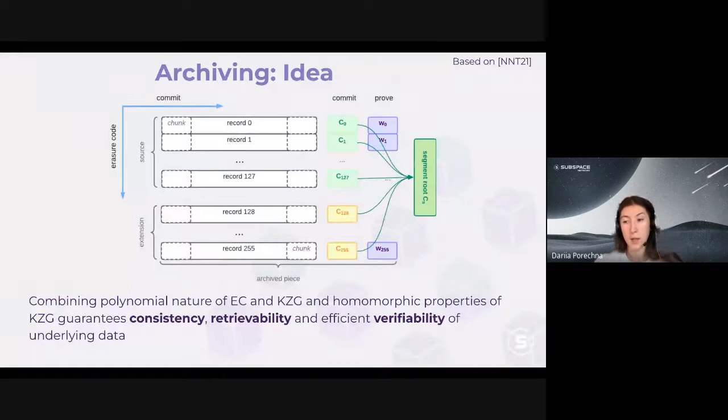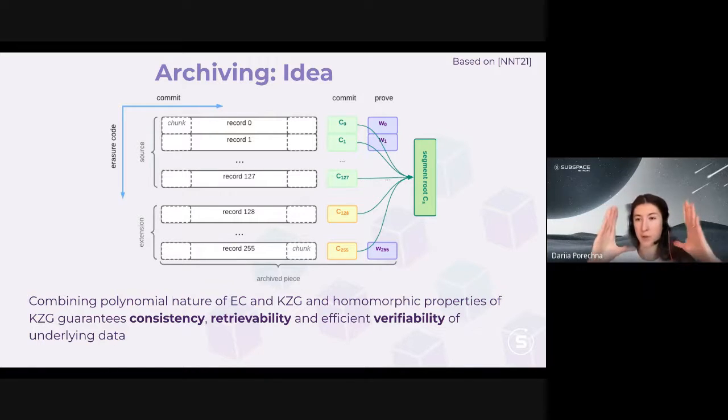So we currently archive segments of 128 records of history data, which we stack one upon another into a grid. So you can imagine each record is going to be a byte array and is going to be a row of this grid. We use KZG to commit to each row separately. This way we compute what's called record commitment.